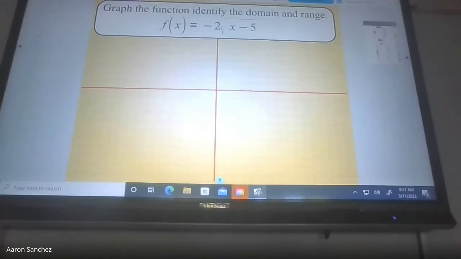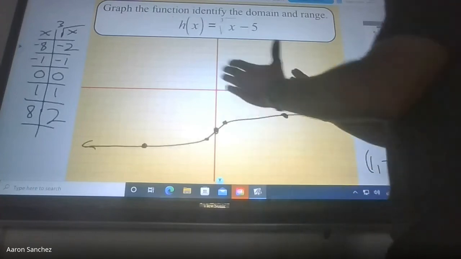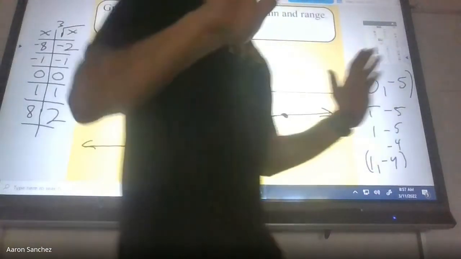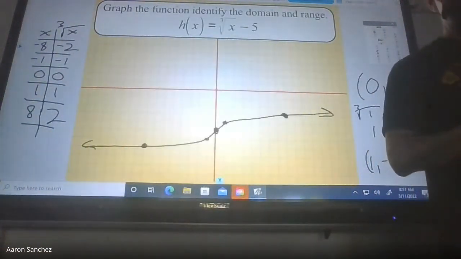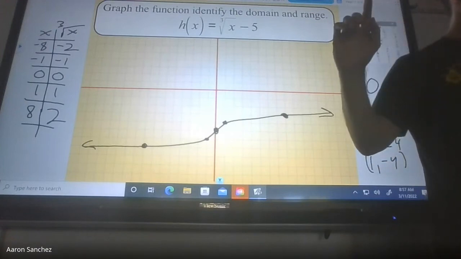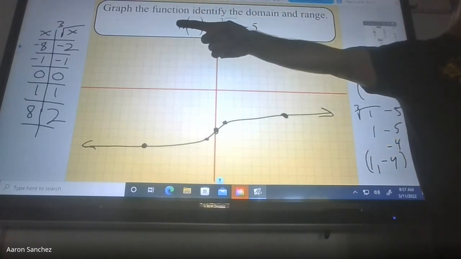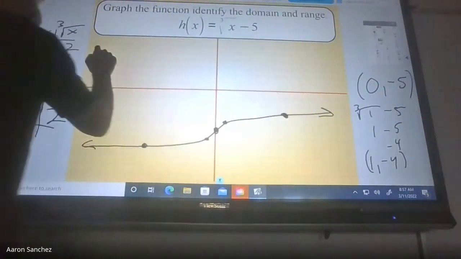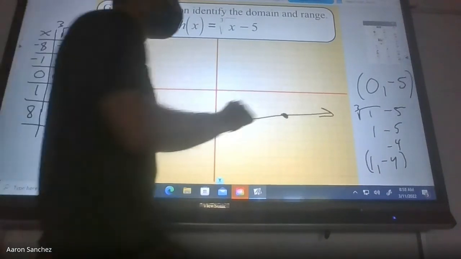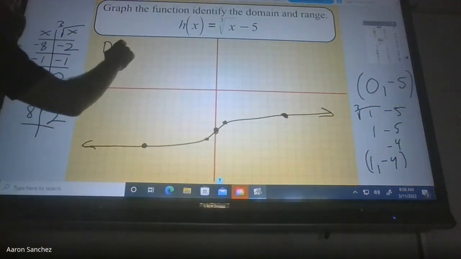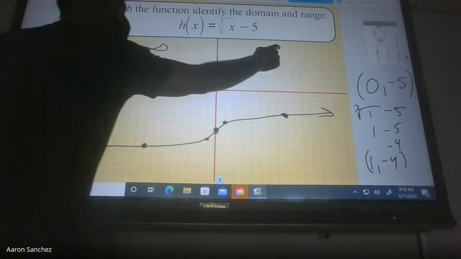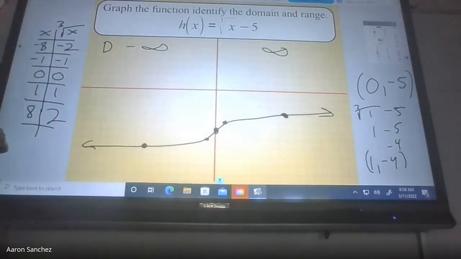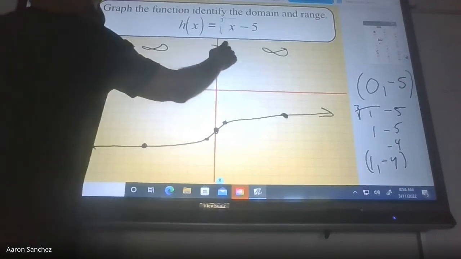Oh, I didn't do domain and range. Okay. Let's do domain and range. Sorry. Thank you. Domain and range, since we're on it. Domain goes forever. And forever. Right? So it'll be negative infinity all the way to positive infinity. The hardest part is writing sideways 8, right? And we got an x in the middle.